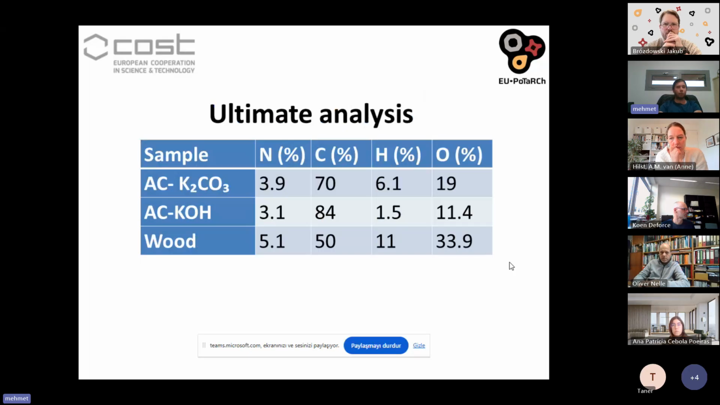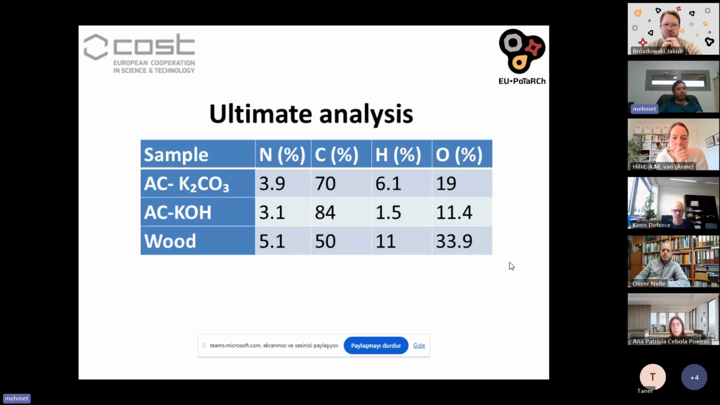Then we are looking at the elemental analysis. The carbon content of the raw wood material, 50%, after the chemical treatment increased to 70% in potassium carbonate activated carbon and 84% in the potassium hydroxide activated carbon. Conversely, the oxygen and hydrogen content, which were high in raw wood, significantly decreased.